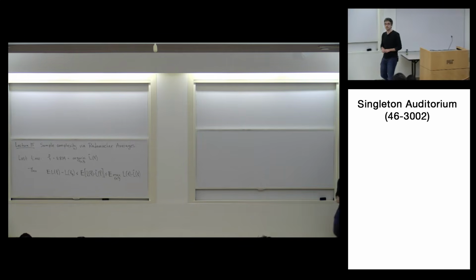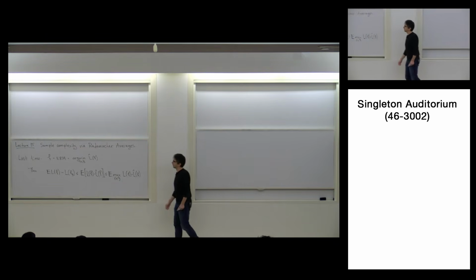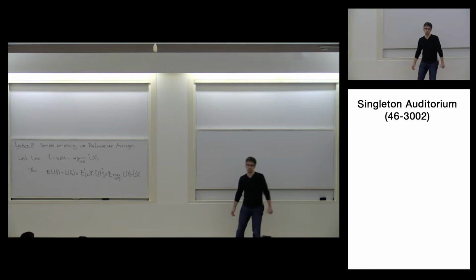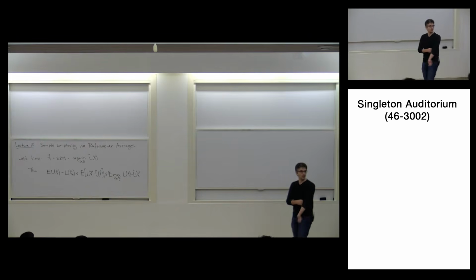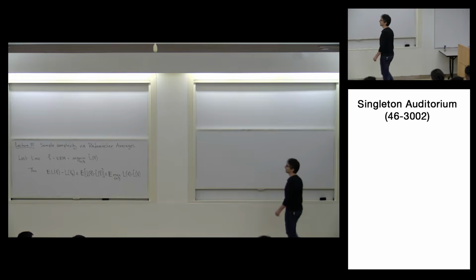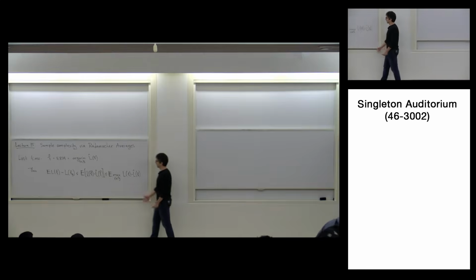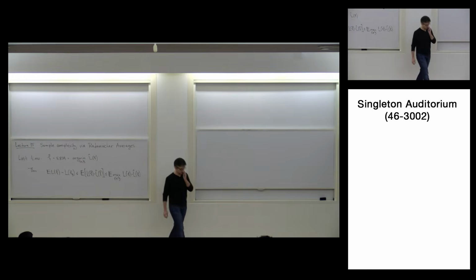Okay, so let's start. We'll talk today about sample complexity and an object called Rademacher averages, which makes life often easy, not always, but often easy in terms of understanding the complexity of a class of functions.